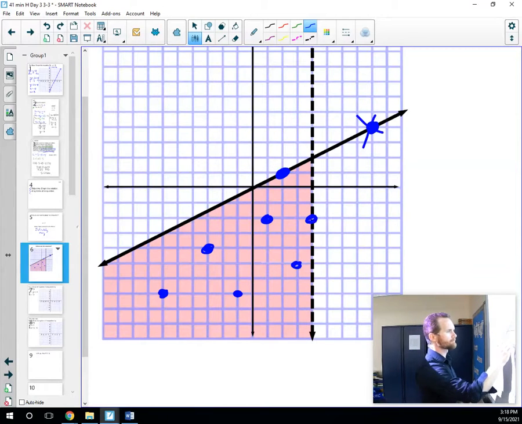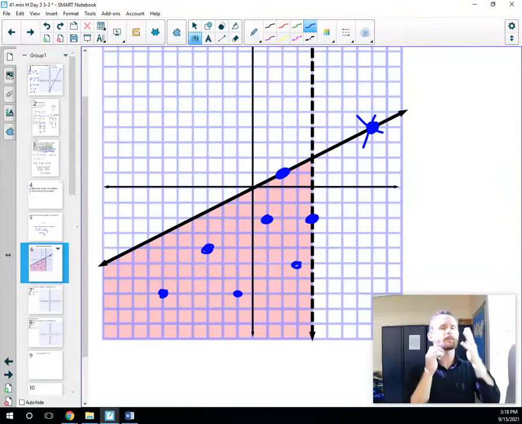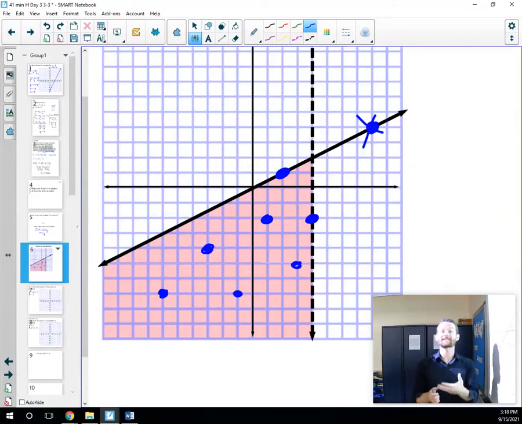How about this point right here? It's part of the shaded region, or it's right next to it, but it's not a solution because it's on a dotted line. So the fact that it's on a dotted line means that even though it looks like it might be part of the shaded region, it's not actually the shaded region.